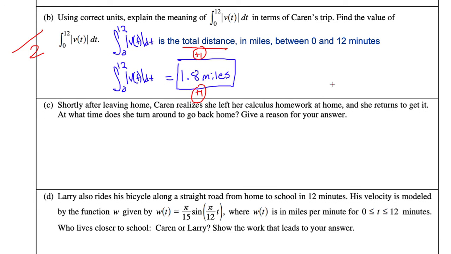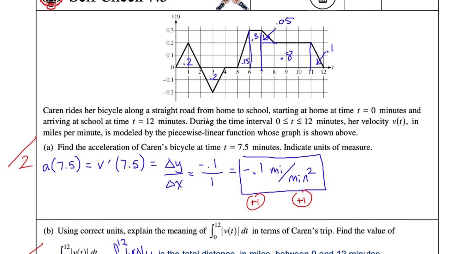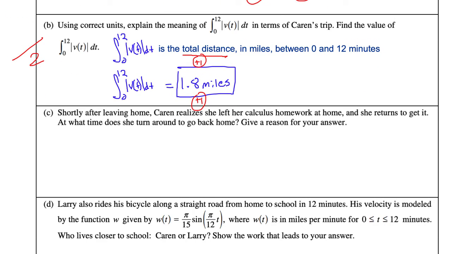Okay, she returns home and gets her homework. At what time should she go back home? So switching direction is really the question right here, right? Where do you switch direction? Switching direction in terms of velocity is wherever you cross through the t-axis, and it looks like it's crossing through at t equals 2. So I come down here and I'll type my answer because it's a little bit faster. I'll say turns around at t is equal to 2.